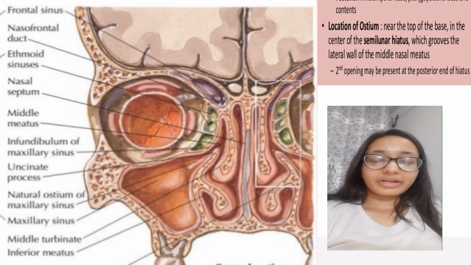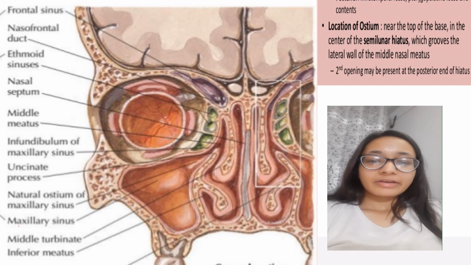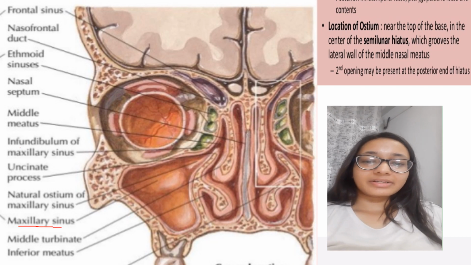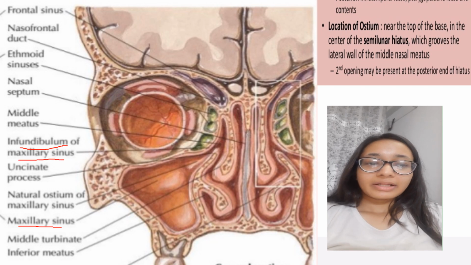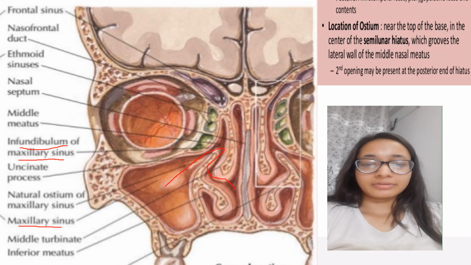Its capacity is around 30 ml. If we see the drainage of the maxillary sinus, it drains through the maxillary ostium into the infundibulum. Then through the hiatus semilunaris, it enters the middle meatal area.